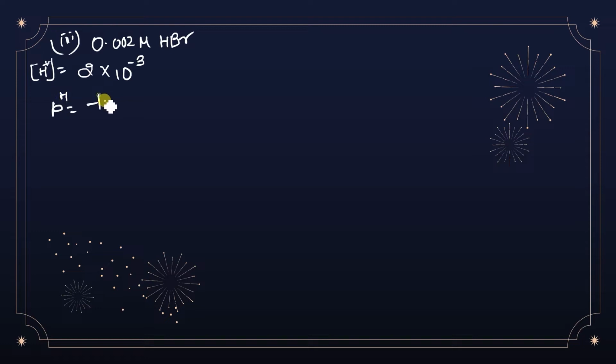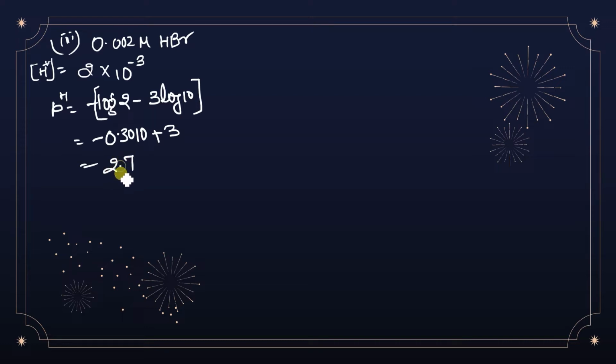pH is equal to minus log. Can I do it in short? This is minus log of 2 into 10 to the power minus 3, so minus log 2 plus 3 log 10. Log 2 value is 0.3010, and this is going to be my 3, since log 10 value is 1. So if you solve it, sorry, this will be minus, plus. So it will be around 2.7.